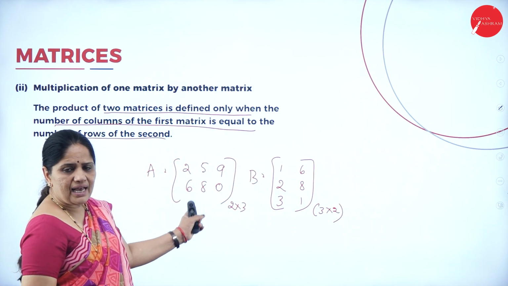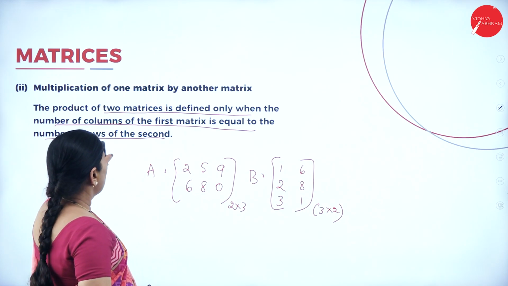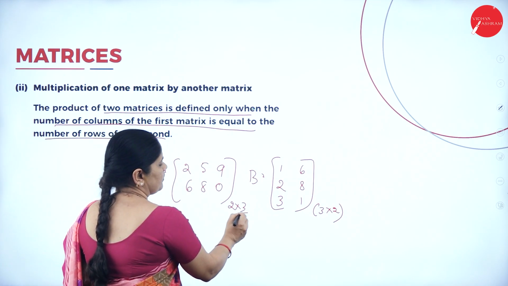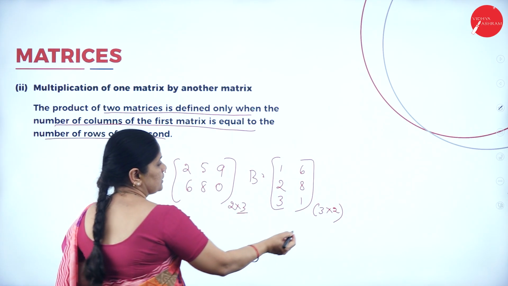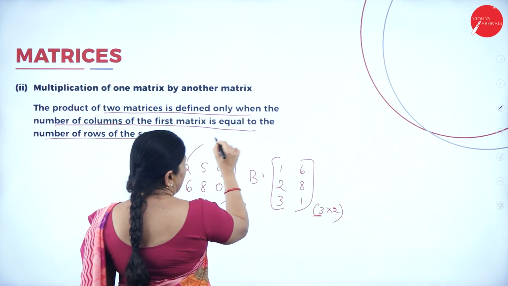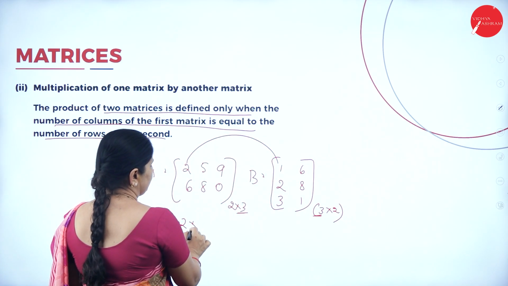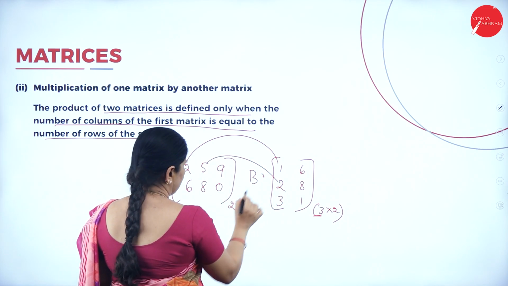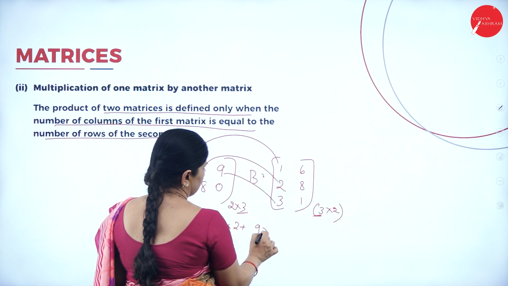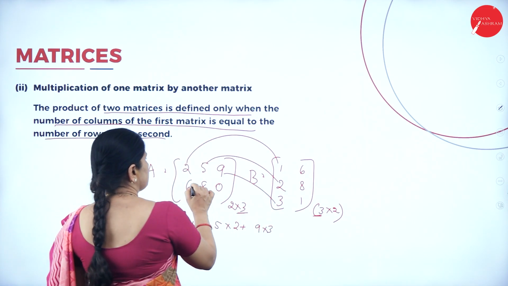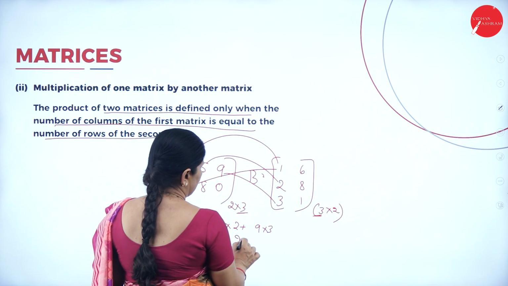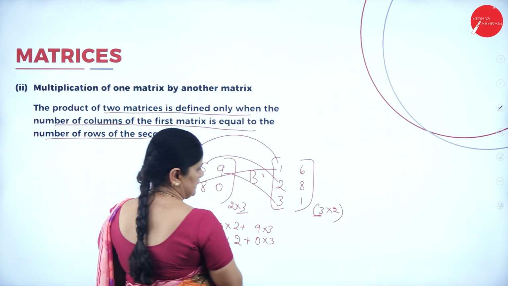So we can have a multiplication of matrices when the number of columns of the first matrix is equal to the number of rows of the second matrix. So, if I have to multiply, I will write 2 into 1 plus 5 into 2 plus 9 into 3. Then the next one will be 6 into 1 plus 8 into 2 plus 0 into 3.